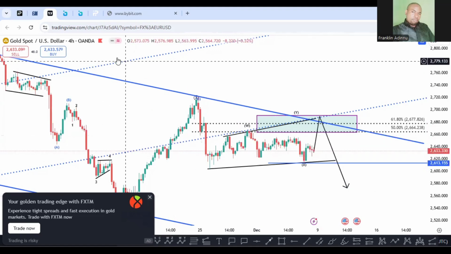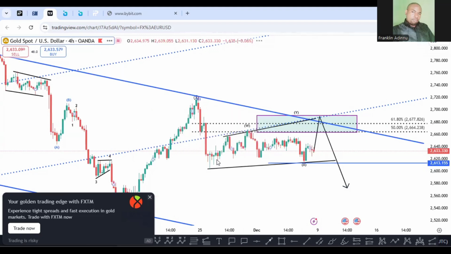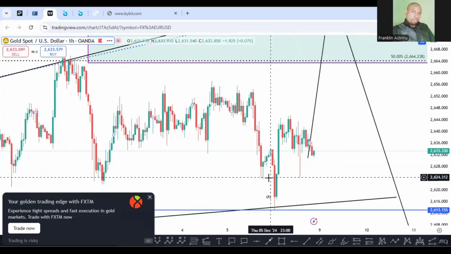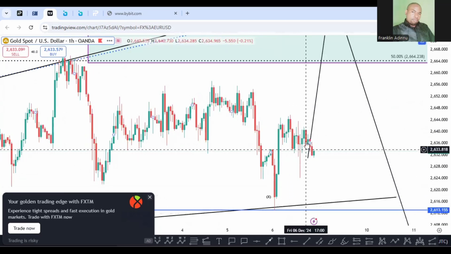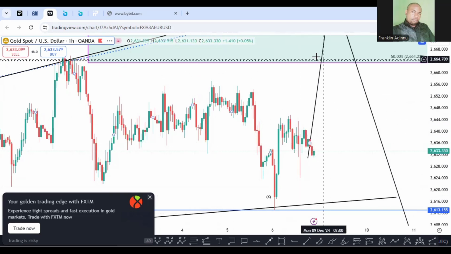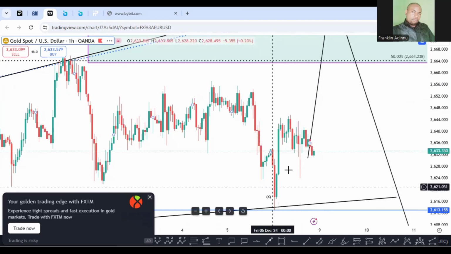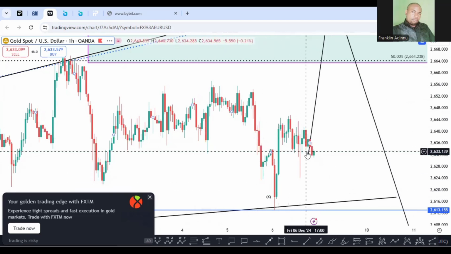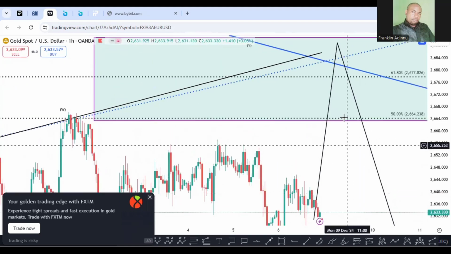When you go down more to, let's say, the 1 hour time frame, you can see that this is a wave one from here to here. This is wave two, and this is wave one of wave three, wave two of wave three. So wave three is coming. So I'm buying gold on Monday, and my target is this very place.